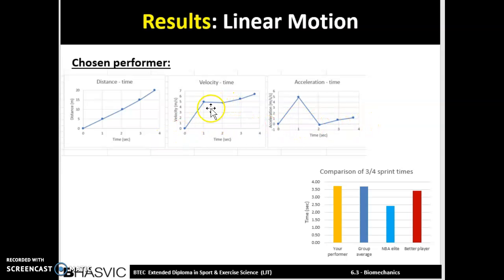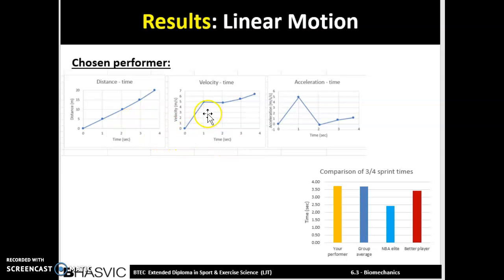And this is shown here, where their velocity increases up here to approximately 5 meters per second, and then it shows that they decrease in velocity, so they decelerate slightly to just under 5 meters per second, by the looks of it. And then obviously these last couple of seconds here, they accelerate once again to finish with a velocity of approximately 6.5 meters per second, and finish in a time of approximately 3.7 seconds.